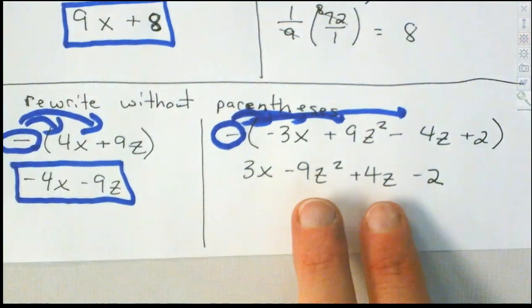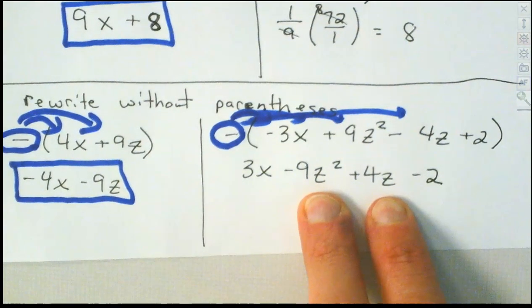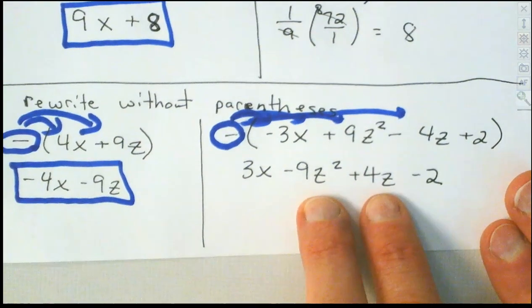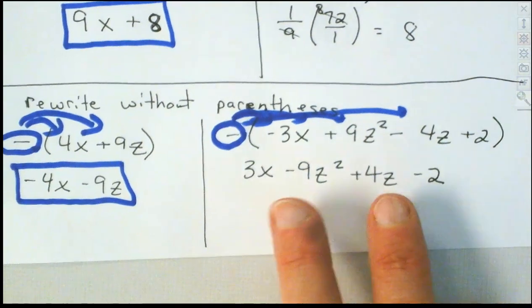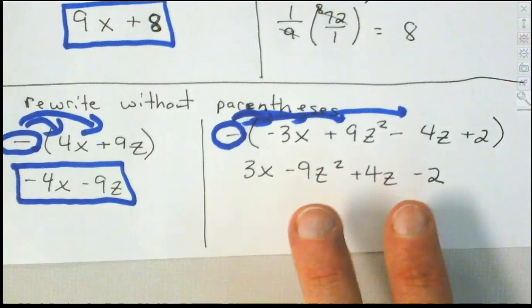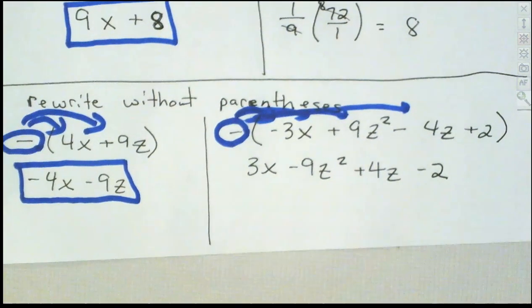Why can I not combine that minus 9z squared and the 4z together? The reason why those cannot go together is they are different, right? One is squared, one is not. Very, very important that we realize these are different terms. That's what we're going to be covering in the next section in detail. When we can combine things together and when we can't. These are different terms, so they can't go together.